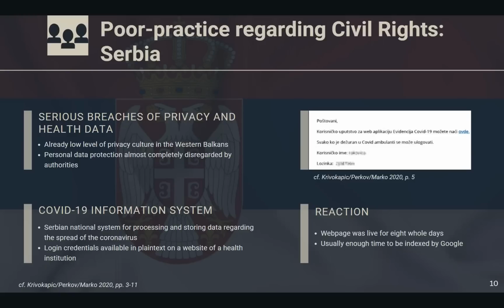So there was a COVID-19 information system for processing and storing data regarding the spread of the coronavirus. For this system, the login credentials, including username and password, were available in plain text on a website of a health institution. And even though authorities reacted quickly, that webpage was live for 8 whole days, which is usually enough time to be indexed by Google and therefore searchable later.